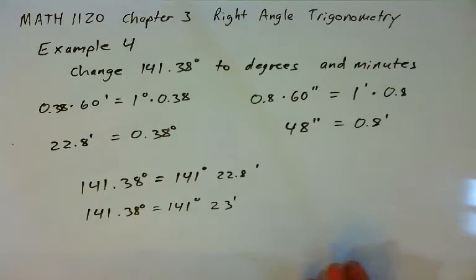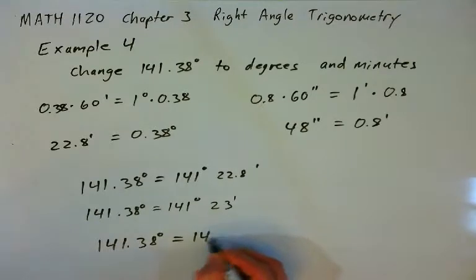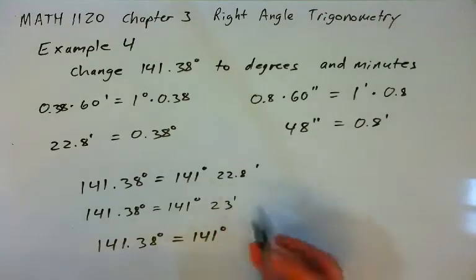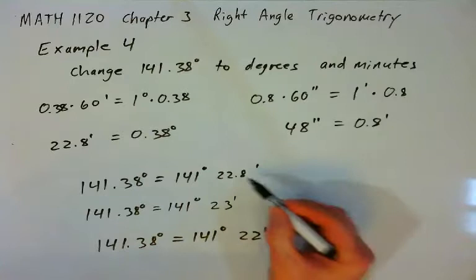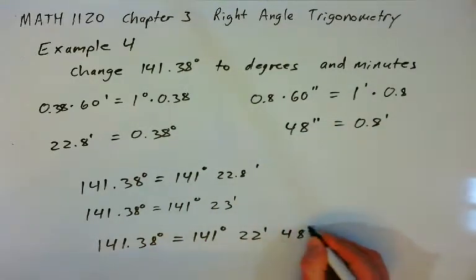And so the answer I would like you to write is that 141.38 degrees is equal to 141 degrees, 22 minutes, and that 0.8 of a minute is 48 seconds.